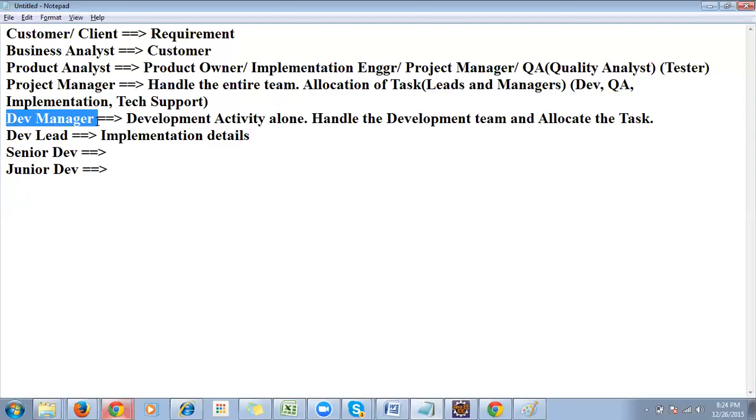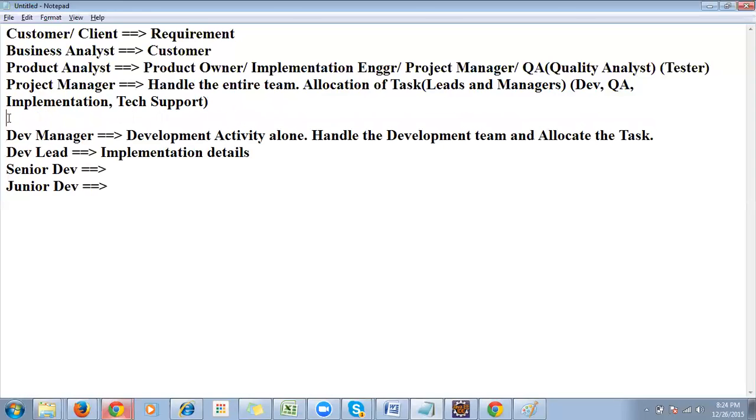The thing is, the development manager, we will also call him by one more name: scrum lead. The scrum lead handles the entire scrum, which is otherwise called the entire team, or an iteration. Scrum means a team. Scrum is called a team over there. The scrum lead is the one who will handle it.